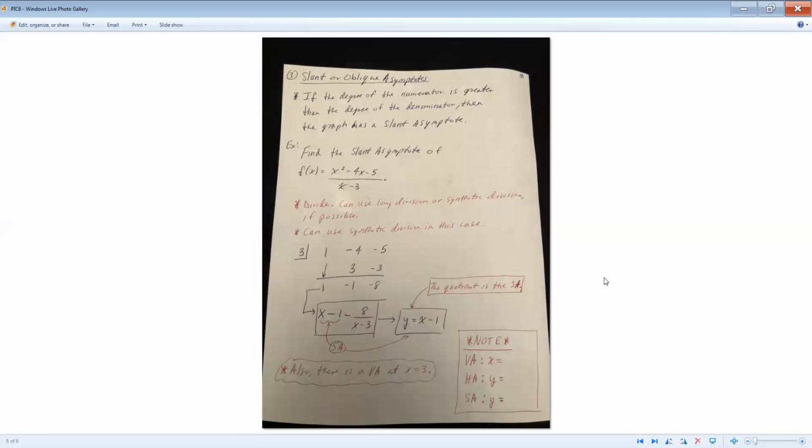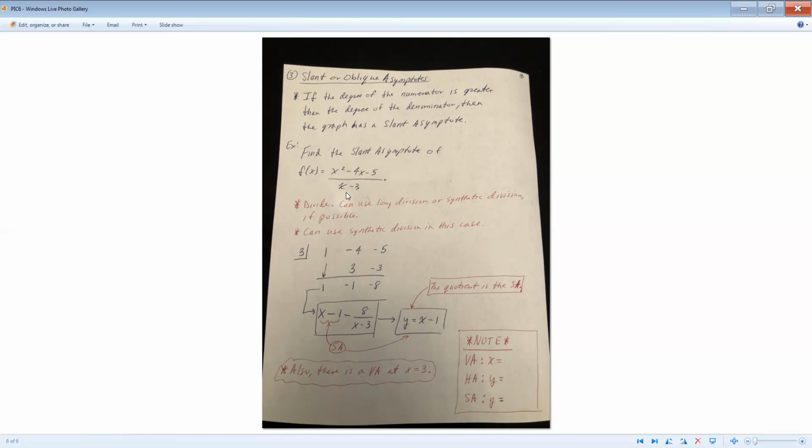Final one, slant asymptotes. If the degree of the numerator is greater than the degree of the denominator, then the graph has a slant asymptote. So if I want to find the slant asymptote of x squared minus 4x minus 5 over x minus 3, I recognize that the degree of my numerator is 2, degree of my denominator is 1. So I go ahead and divide. I can use long division or synthetic division if the setup allows. I decided to use synthetic division in this case.